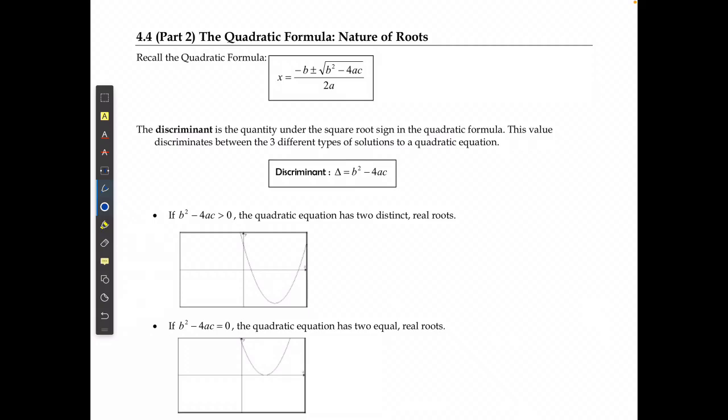For the last lesson for quadratic equations, we're going to look at the quadratic formula and the nature of the roots. So if I have the quadratic formula, x is equal to negative b plus or minus the square root of b squared minus 4ac over 2a, the discriminant is the quantity under the square root sign, or the radicand, in the quadratic formula. This value discriminates between the three different types of solutions that we can have. So this discriminant is just what's in here, or the b squared minus 4ac.